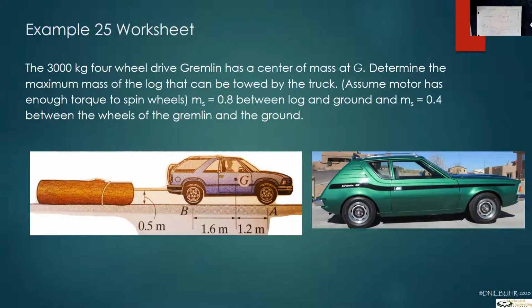So the first thing we want to do is figure out what our maximum friction force is, right? Because we have this car, and we know how much it weighs, and so we know how much friction is going to be generated, maximum friction between the ground and it, and then from that we can use it to calculate the maximum amount of the actual log itself. So let's go ahead and do that.